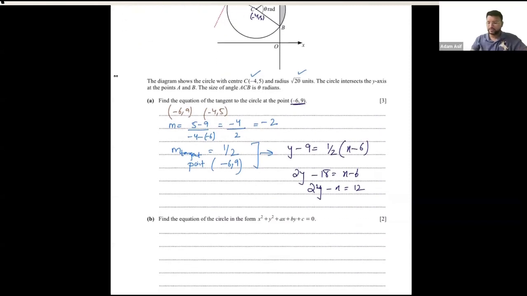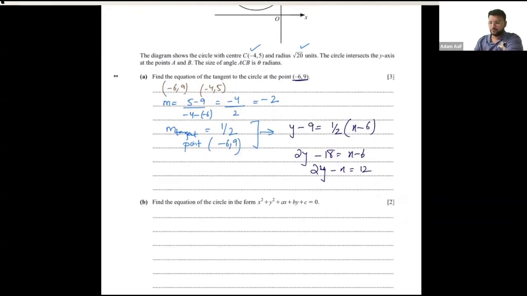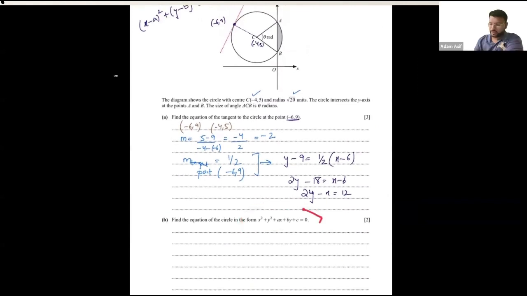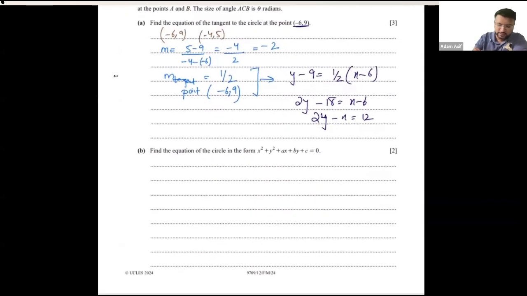Okay, now the second part says find the equation of the circle in this form. Raafe, which form of the circle is this? Sir, the expanded form. To get to this, what can we do? Either we can expand this, yeah.